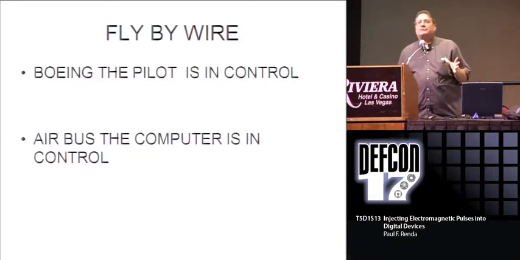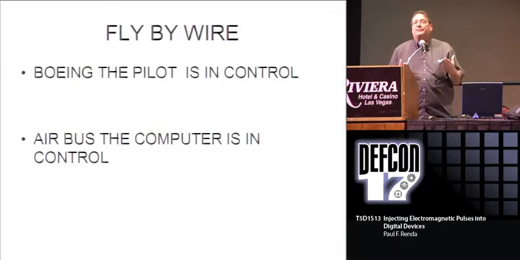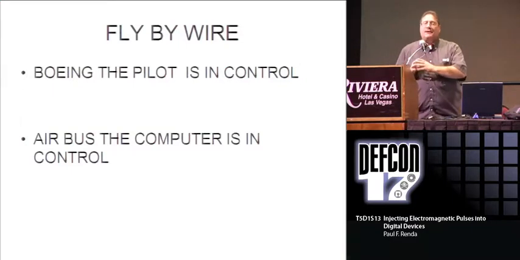There are two different versions of fly-by-wire. The Boeing version is that the pilot is always in control. The Airbus version is that the computer is in control. There's a small envelope that the pilot can actually maneuver his jet through.